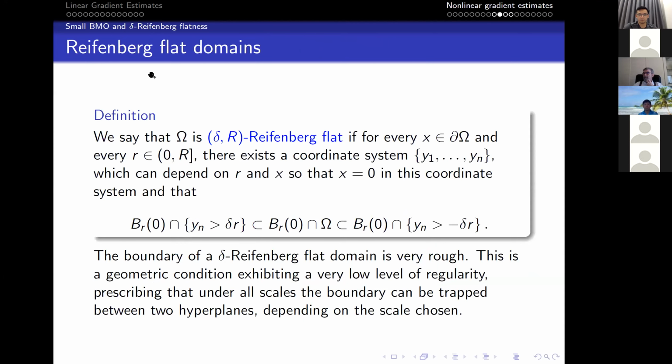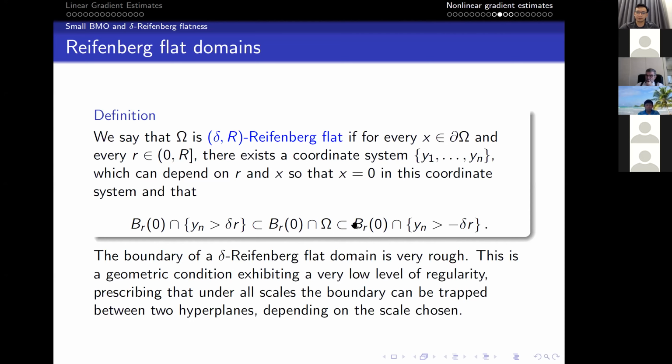So let's go back to our domain, which is called a Lipschitz flat domain. A Lipschitz flat domain means that at each point on the boundary and at each scale r, we can find a local coordinate system so that in this coordinate system, the part of the boundary can be trapped between two hyperplanes.